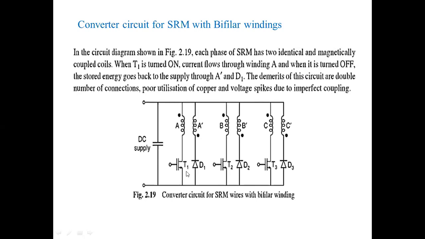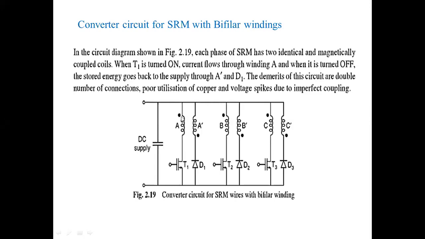Here, when thyristor T1 is turned on, phase A is excited. Once phase A is excited, the rotor rotates and moves to another position, the aligned position of the stator phase, stator excitation.